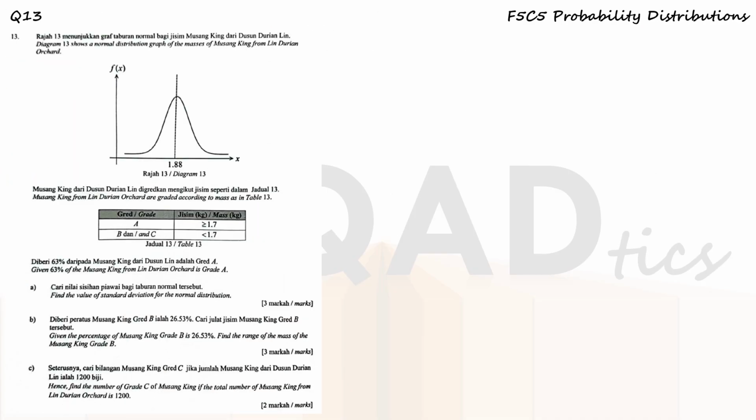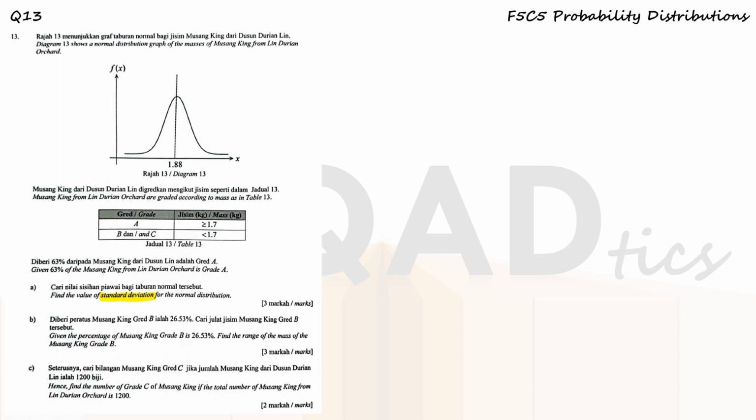Alright, so question 13 is actually the first question for section B, and we know that for section B, each of the questions will be worth 8 marks, right? So this question comes from this chapter, probability distributions. And for part A, we need to find the standard deviation for this normal distribution.